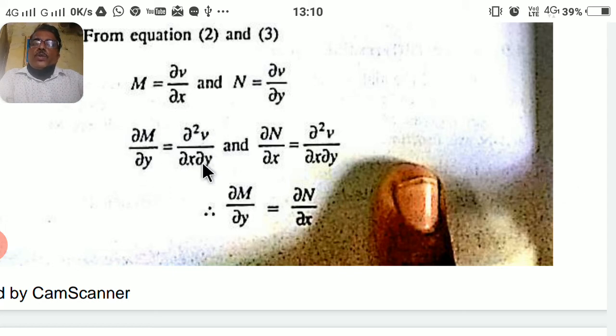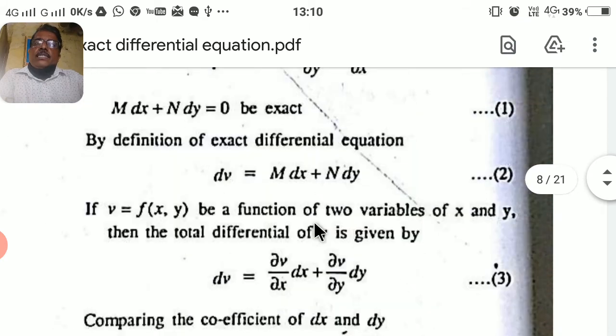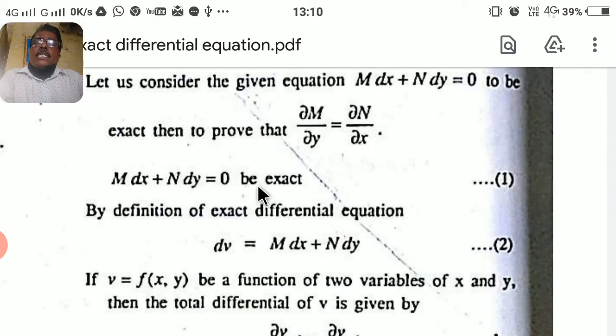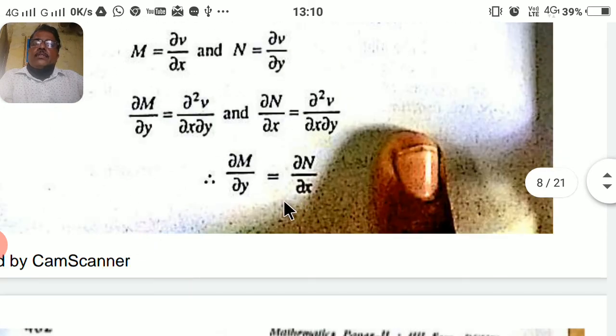So now see here, this ∂m/∂y is what? ∂²v/∂x∂y. ∂n/∂x is what? ∂²v/∂x∂y. So both are the same. So here the LHS are the same. Therefore ∂m/∂y is equal to ∂n/∂x. Okay. So first we have taken m dx plus n dy equal to 0 to be exact. Then we proved that ∂m/∂y is equal to ∂n/∂x.